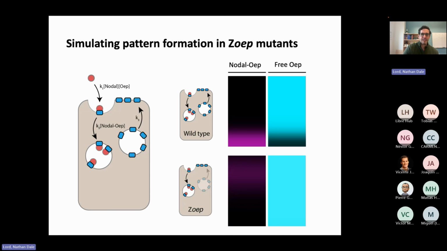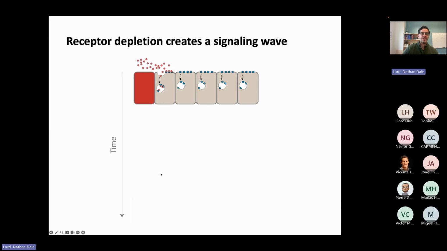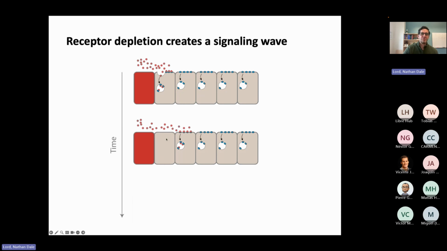And this ends up being a pretty intuitive thing to understand if we step through what might be happening in the embryo. At time 0, we reduce the embryo to one dimension, with a source on the left and a bunch of receiving cells on the right. The source cell secretes nodal into the environment where it diffuses along. Initially, it gets captured by the cell surface receptors on the first cell, and you get signaling there. But then eventually those are consumed, and then the ligand can make it to the second cell until those receptors are consumed.